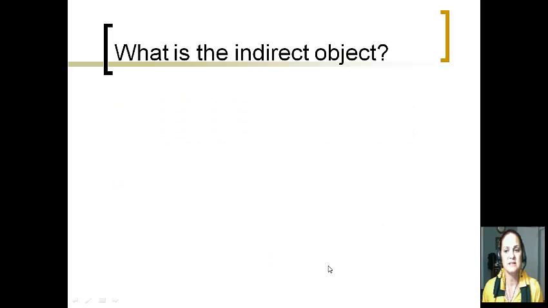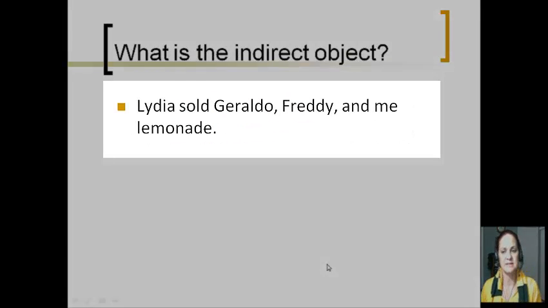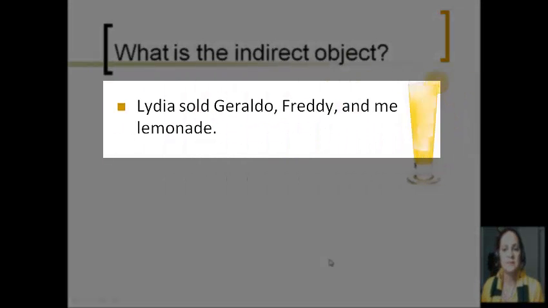So let's look at these two examples and see if we can figure this out. Lydia sold Geraldo, Freddie, and me lemonade. I'm going to analyze that sentence because I want to find my indirect object. First I need to find my subject, which is Lydia. Lydia did what? She sold. So sold is my verb. Sold what? Sold lemonade. So lemonade is my direct object.